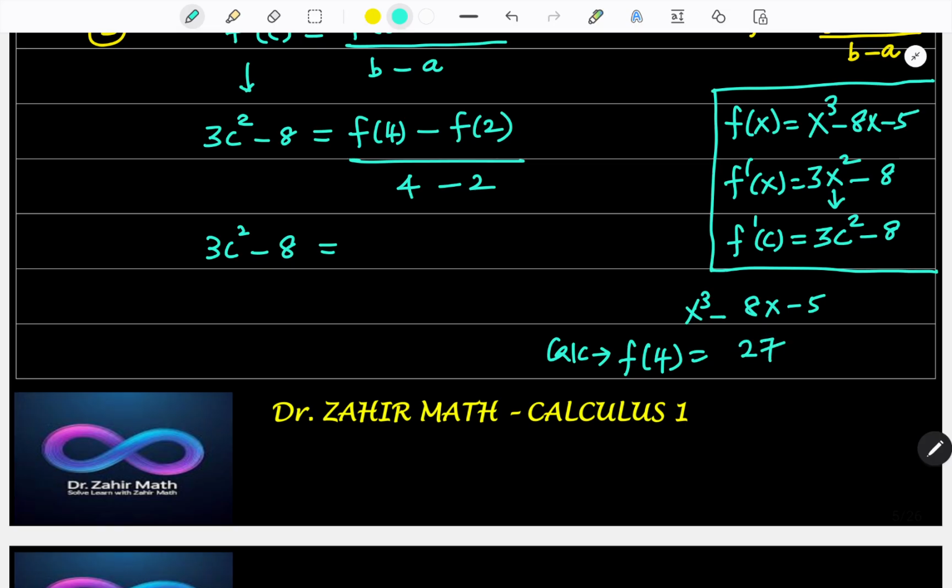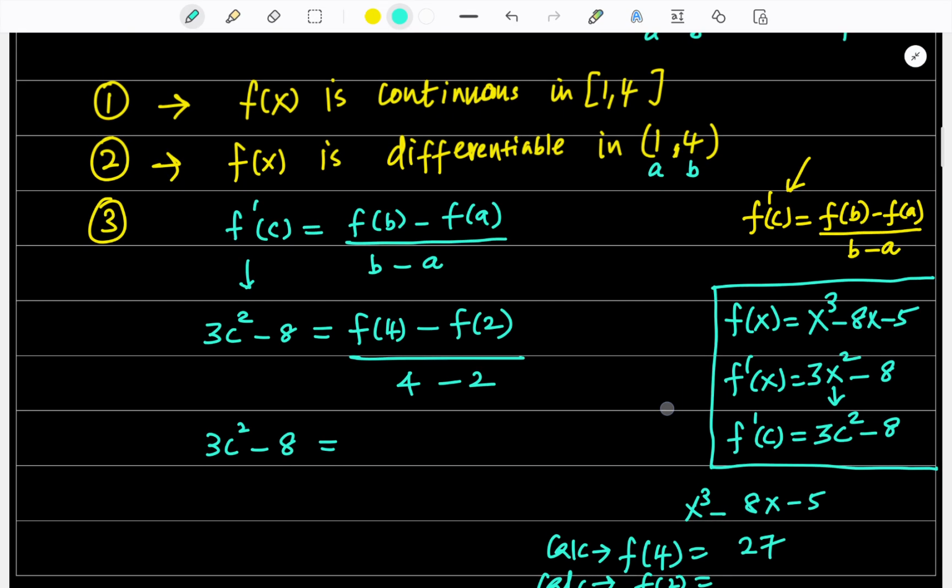Again press calc, f of 2. Press 2, equal. You will get minus 13, or sorry, x cube minus 8x minus 5. So if you press calc, f of b, and again press calc, x is equal to what? 2. If I press 2, I'll get minus 13. 1 and 4, right? What is my a?